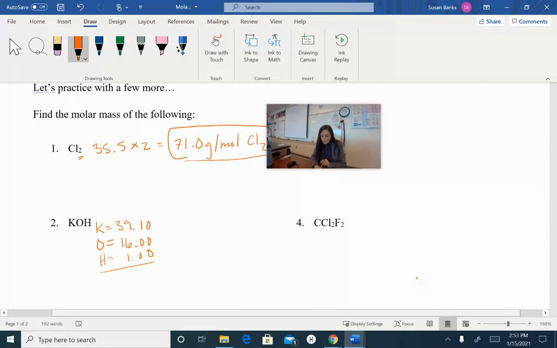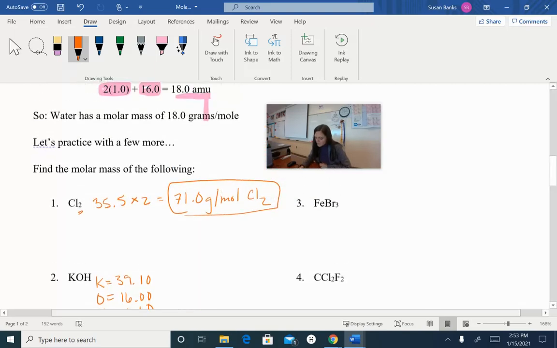So if we add these all up together, we're going to just add them up. So 39.1 plus 16 plus 1 gives me a molecular mass of 56.1 grams per mole of potassium hydroxide. Okay, let's look at example number 3.